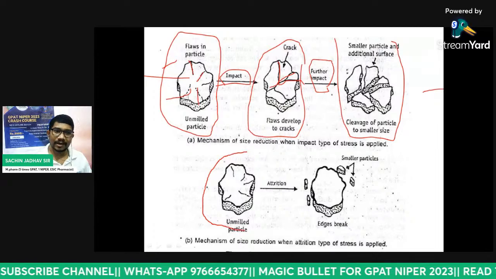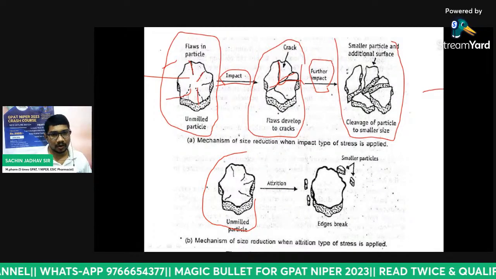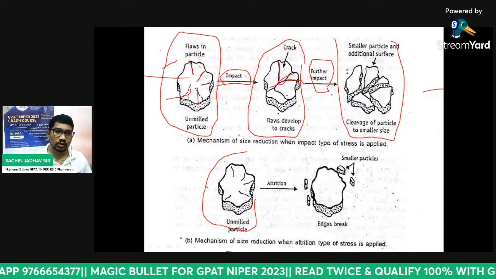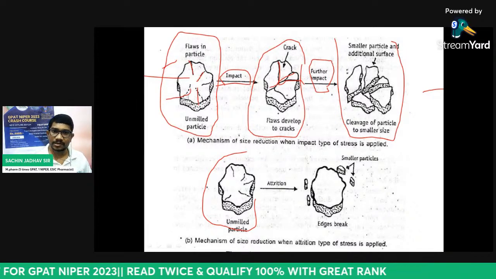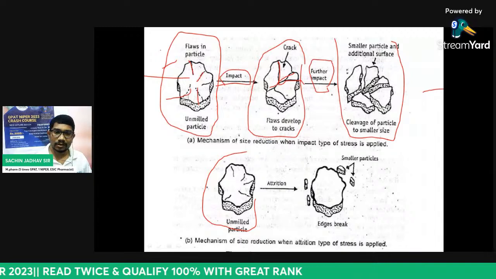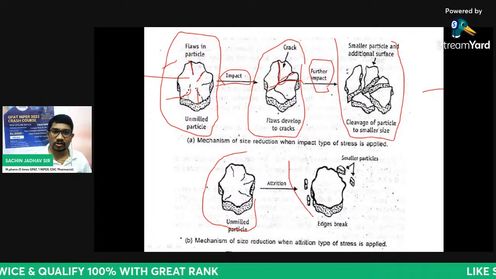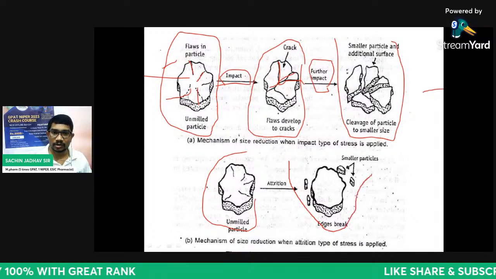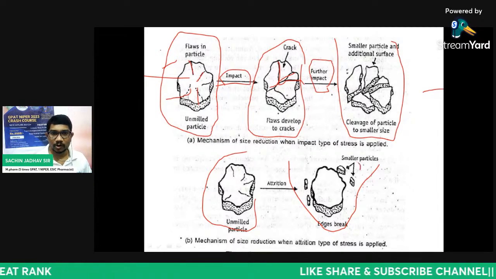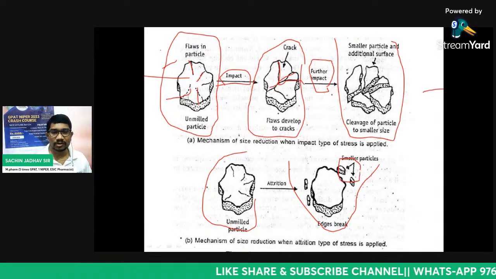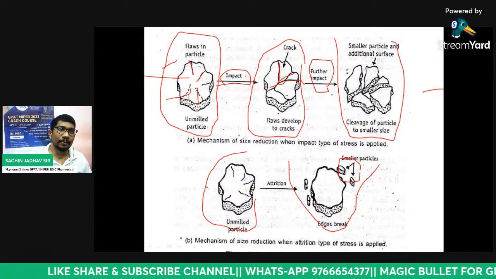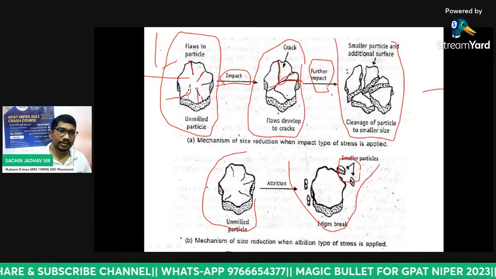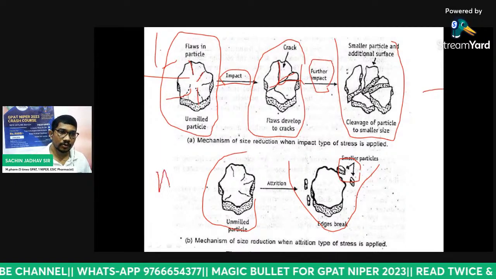Suppose आपके पास में ये पार्टिकल है, अनमिल्ड पार्टिकल, तो और दूसरा पार्टिकल ले लो, उसके ऊपर उसको खींचो, so what will happen? Due to rubbing action or due to surface rubbing, what will happen? There is a breaking of corners of that, okay, that original particle. There is a development of small particles. That is known as the attrition. So this is mechanism for impact. This is mechanism for attrition.